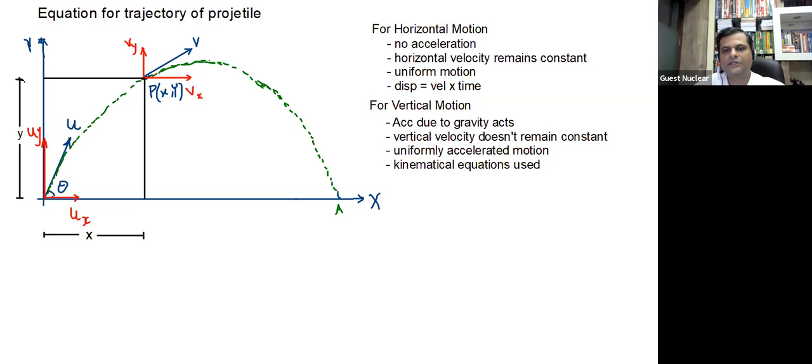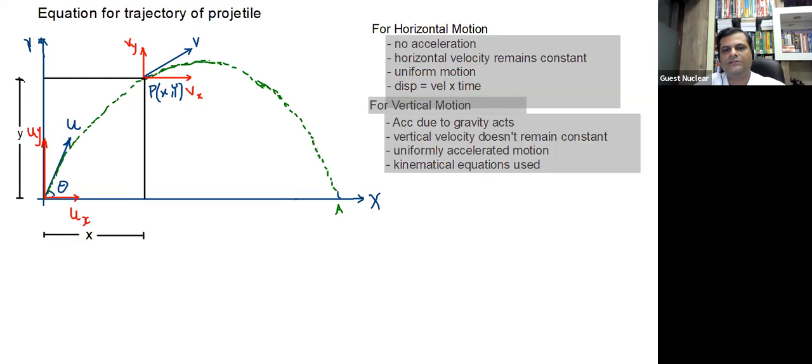Yes, vertical velocity doesn't remain constant. Okay, but horizontal velocity remains constant. And how much is the horizontal velocity here? It is ux, as we can see here. Okay, now let us try to apply all these concepts here.